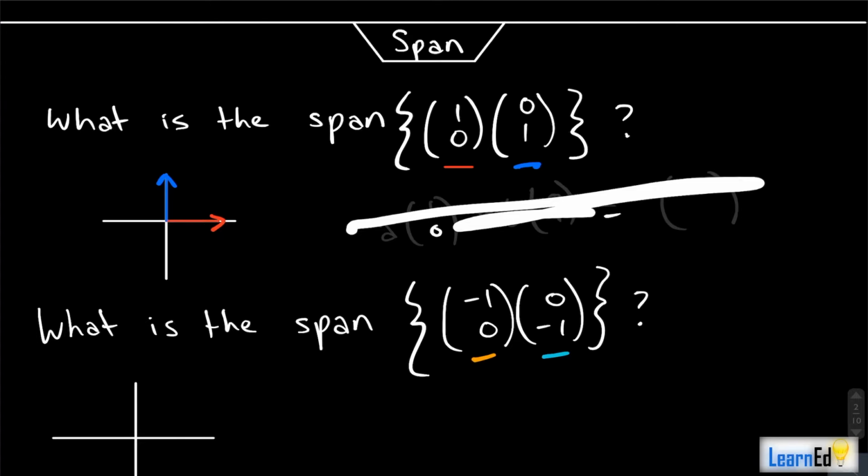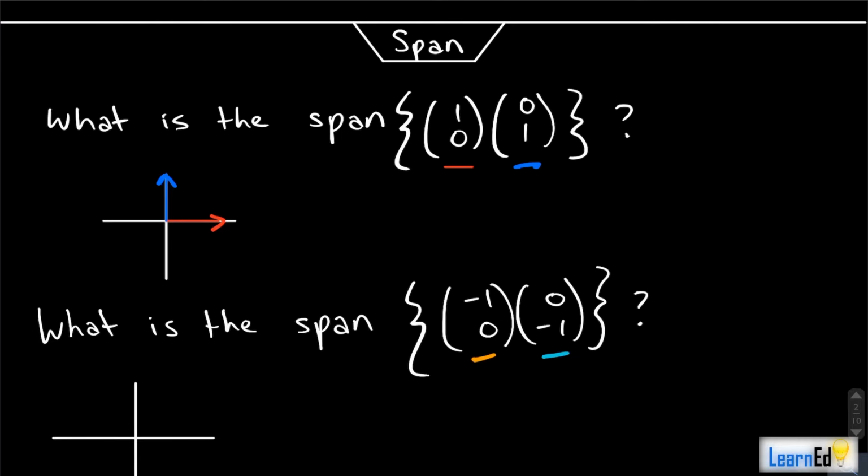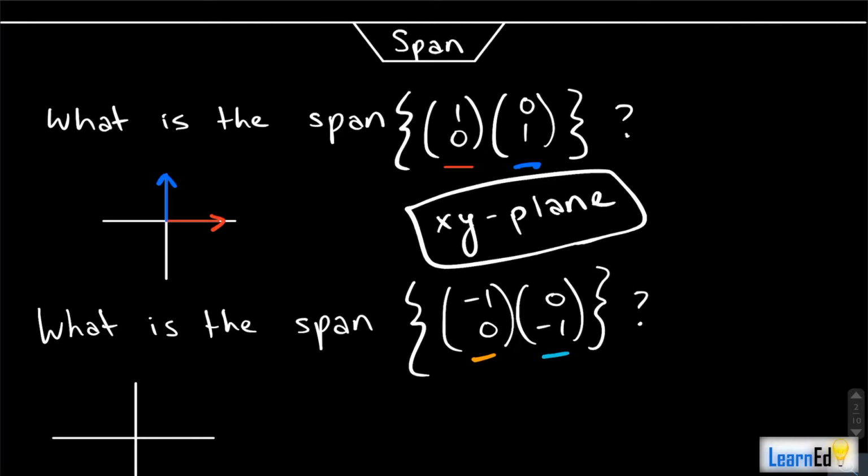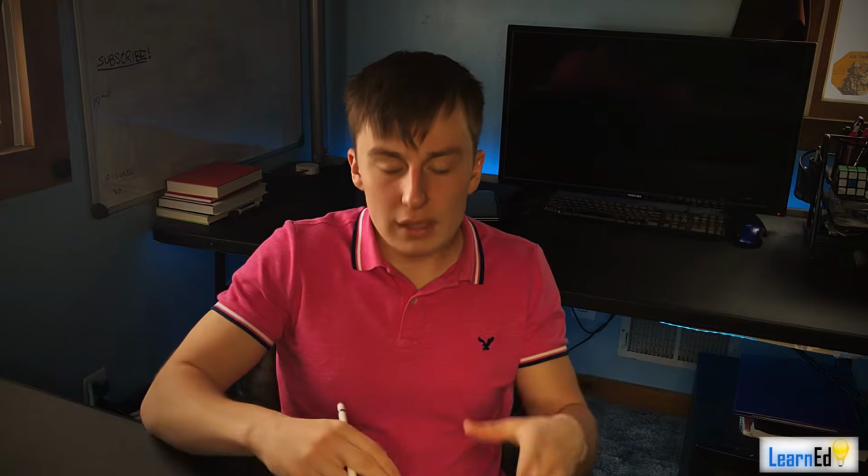What does that represent here? Well, here it's the xy plane. You can linearly combine these vectors to give you anything on the xy plane. You can get 3, 3, you can get 6, -2, and things like that. So that's the idea of what we're talking about with span.